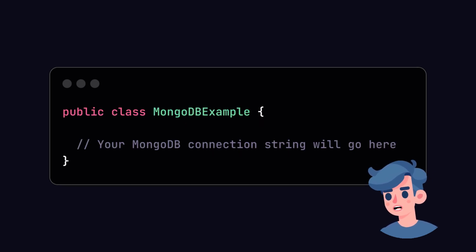With the environment set up, let's create a new Java class. We will name it MongoDB Example. This class will contain all the necessary methods to interact with our MongoDB database.